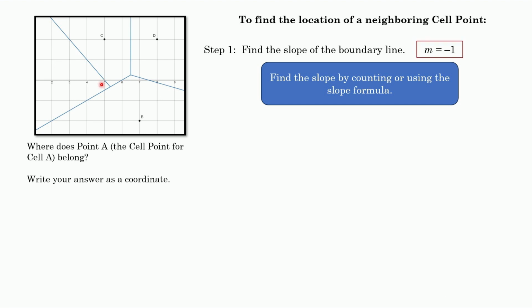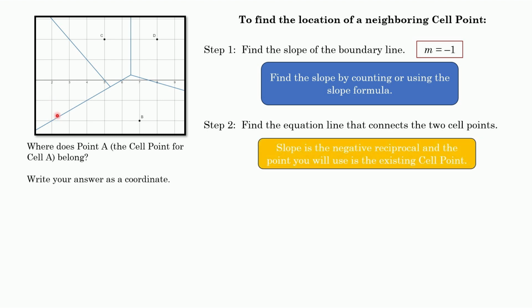All right, so now we have to figure out the equation of the line that would connect C to A. The way we're going to do that is we're going to use the negative reciprocal and the point that we're given.